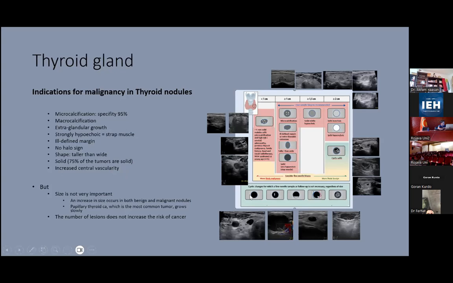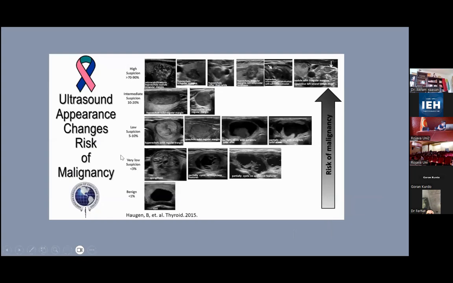This lesion, which is surrounded by green color, is benign, it does not need to be followed, or you don't have to take a biopsy. This is spongiform, these are cysts. These are cystic solid, and these are solid lesions. And if you like, you can find on the net different sizes. This is from the American Association of Endocrine Surgeons. It shows you different lesions from benign to highly suspicious, and you can compare if you find a lesion. And accordingly, you can take the biopsy.